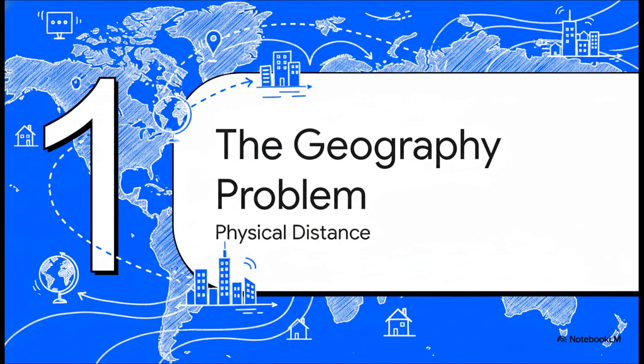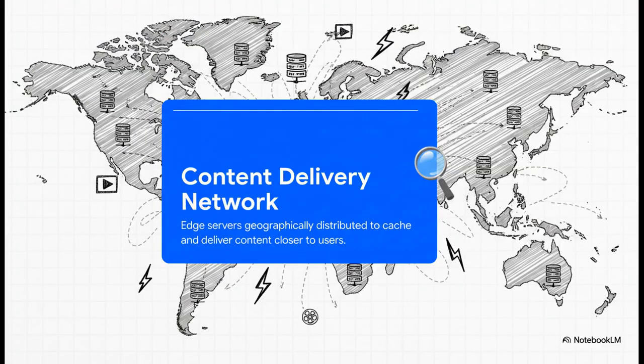Section 1. The geography problem. So here's the absolute crucial point. If every single user request had to travel halfway across the world to grab a video from one centralized server, the entire system would collapse instantly under the weight of Netflix's scale. No way around it. The fix?